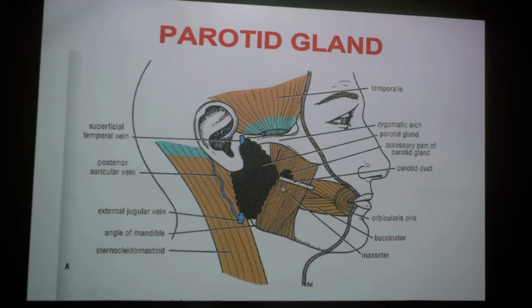This is the parotid duct, and over the top of the parotid duct you can see another part of the parotid gland, the accessory part of the parotid gland, lying over the parotid duct. The parotid duct is going to go transversely over the masseter, then pass through the buccinator muscle and open in the upper part of the oral cavity, just opposite the second molar tooth. So this is the parotid duct which you are seeing here.